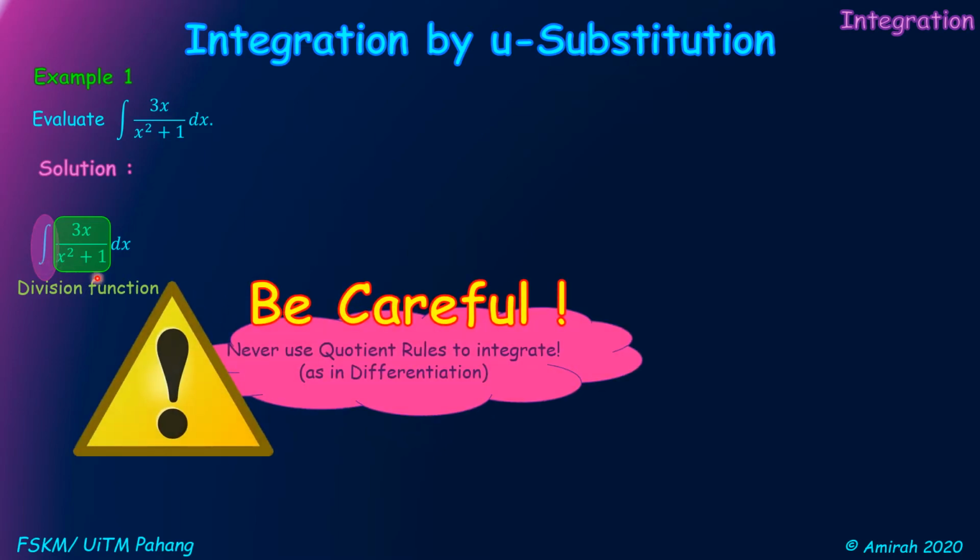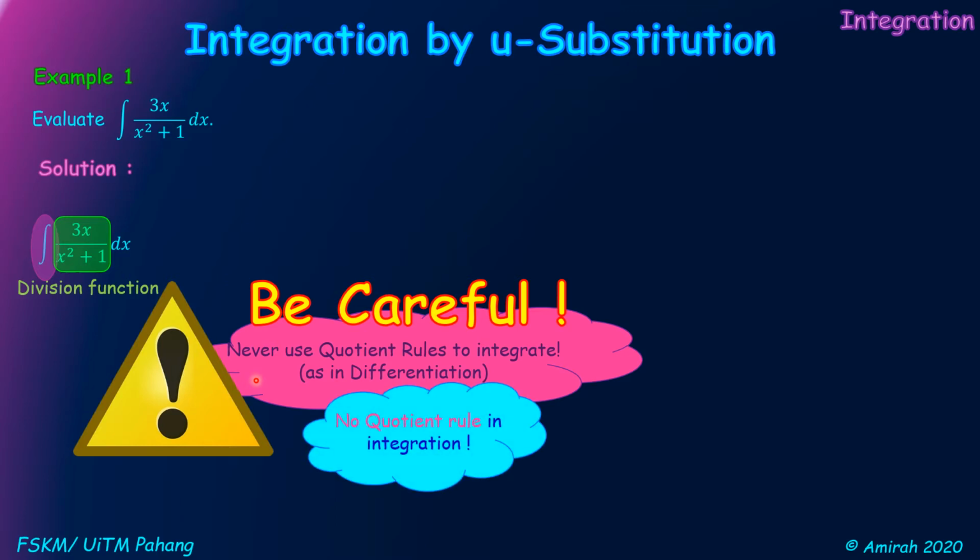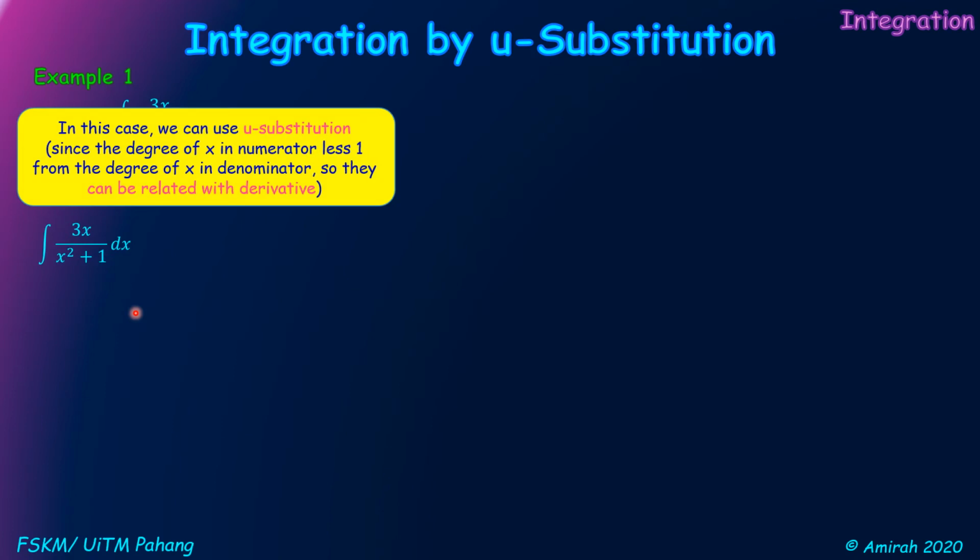Okay. Be careful, never use the quotient rule to integrate as in differentiation, because there is no quotient rule in integration. So the quotient rule is not allowed to integrate, right? In this case, we can use U substitution since the degree of x in the numerator is less 1 from the degree of x in the denominator. So they can be related with the derivative, right?